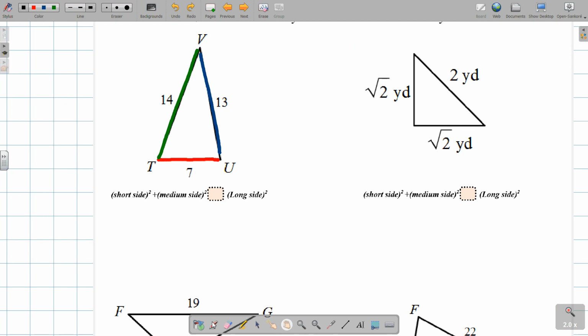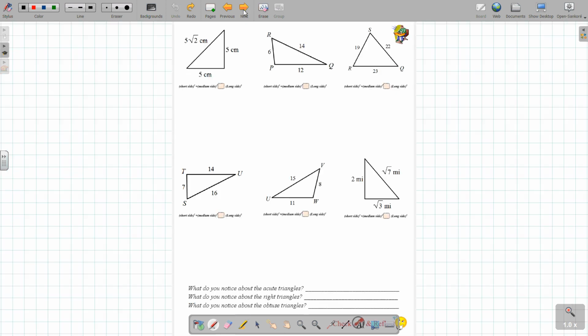So this first one, your short side would be 7 squared, plus your medium side, 13 squared. And then over here, you do 14 squared. Leave this blank. You solve. And as you solve, inside that blank space is either going to go an equal sign, greater than, or less than. You're going to do this for all page 2 and page 3.